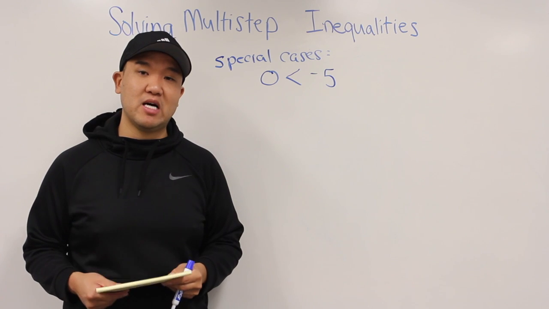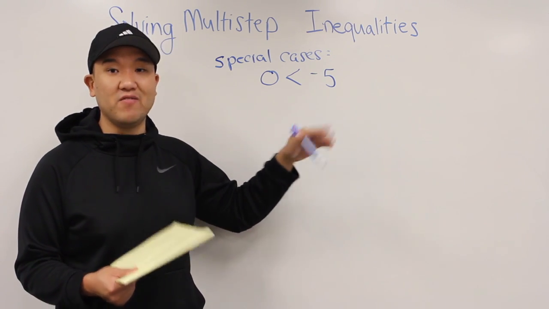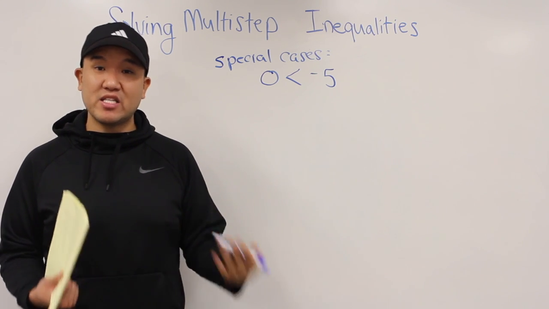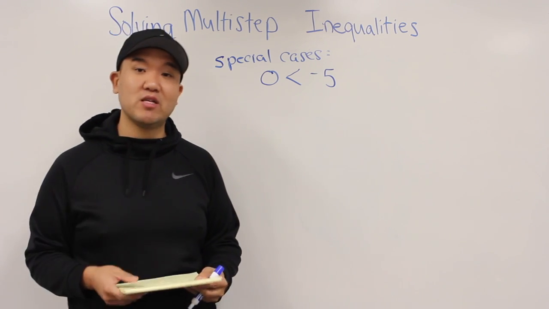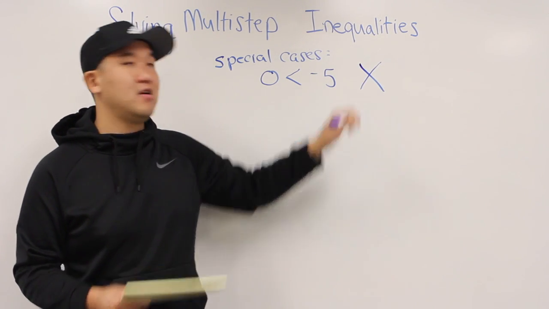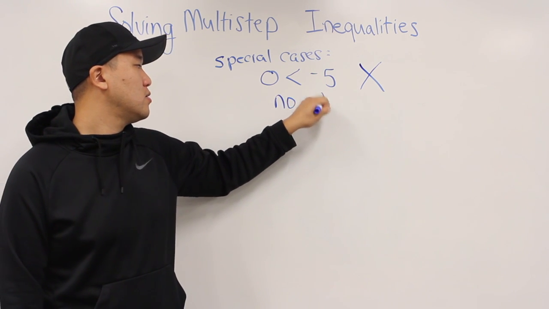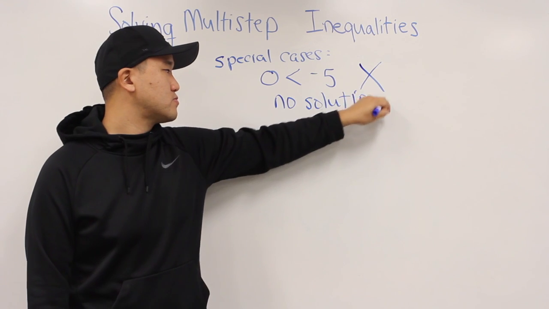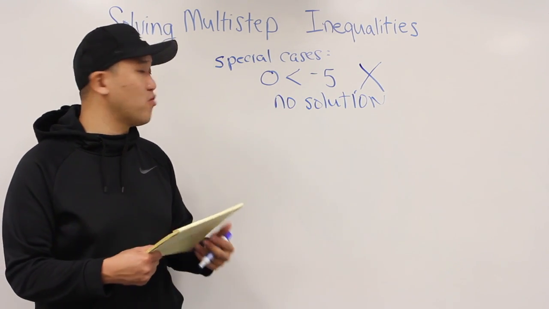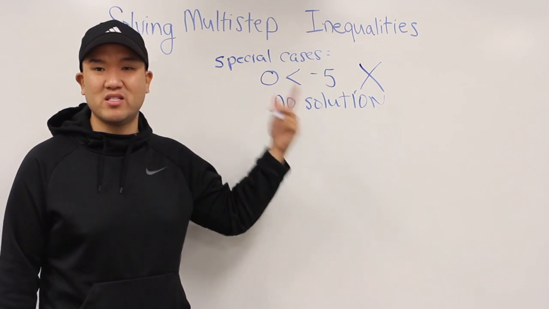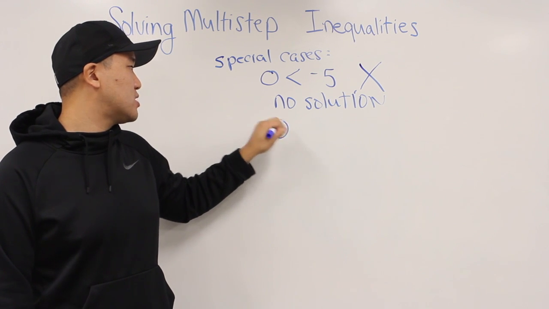Let's say your variables cancel out, all you're left with are numbers, and your final answer you get like 0 is less than -5. The question you need to ask yourself is, is it true? Is 0 less than -5? So think of a number line, is 0 less than -5? No, this is false. That means this will always be false, so there is no solution. Okay, whatever values you plug in, the left side will always be greater than the right side, but we want it less than, so it'll never work out. So it's no solution.